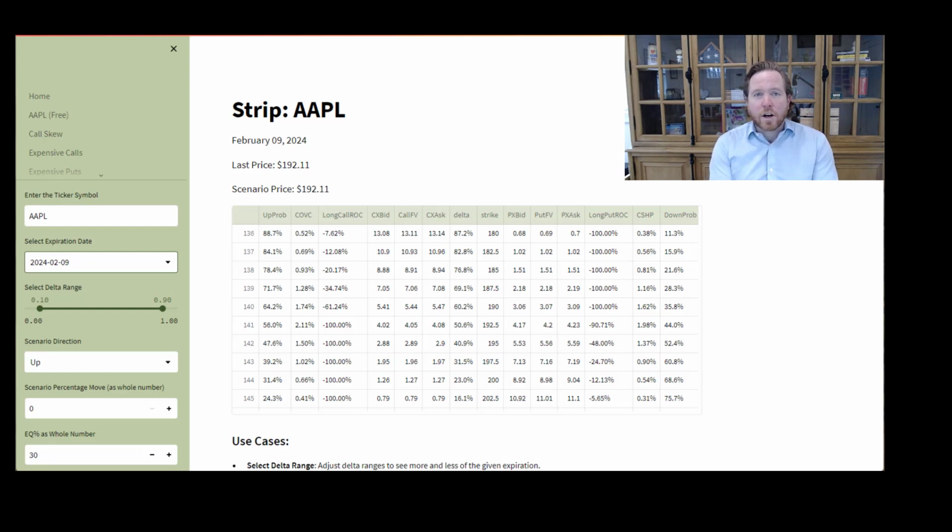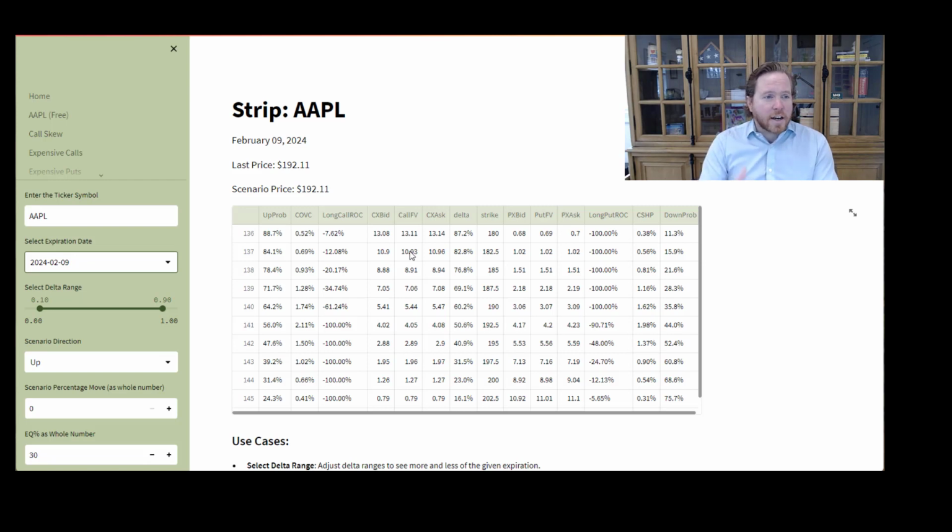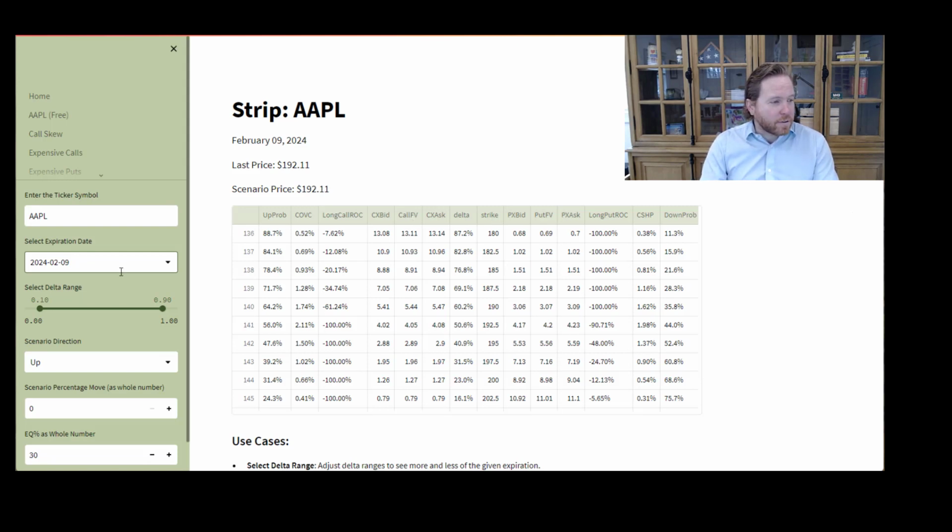But today, we're here to talk about one of my newest features that I've just deployed called the strip. It gets its name from the strip of options. It's sort of an old floor term for the list of all the different strikes and a bunch of different indicators and calculations for how markets are pricing those options on the various different strikes. So you have the strip at the various different expirations.